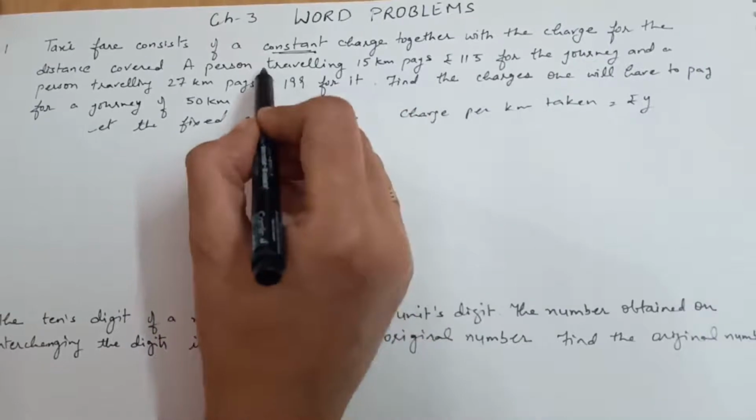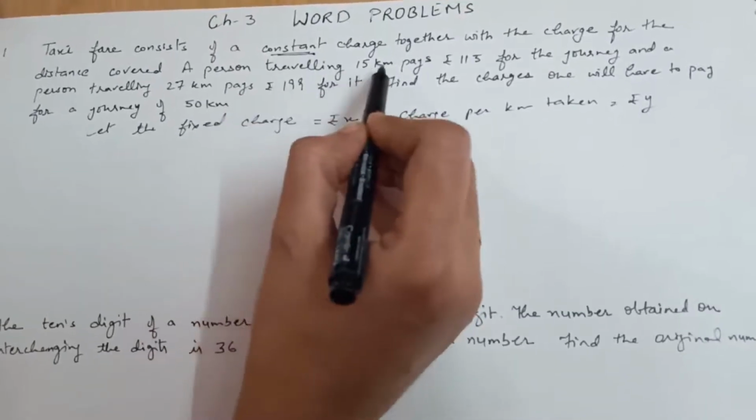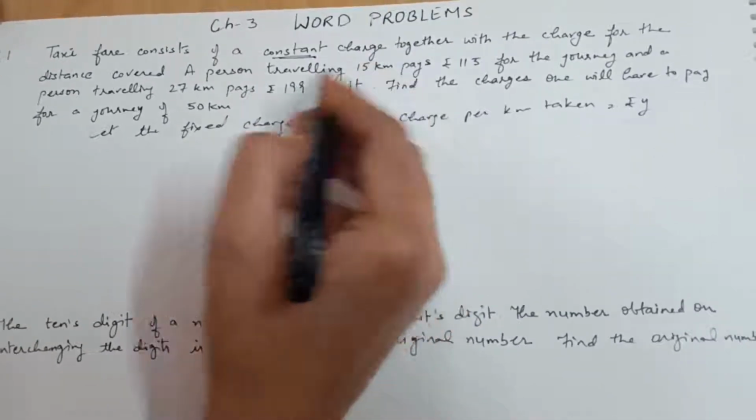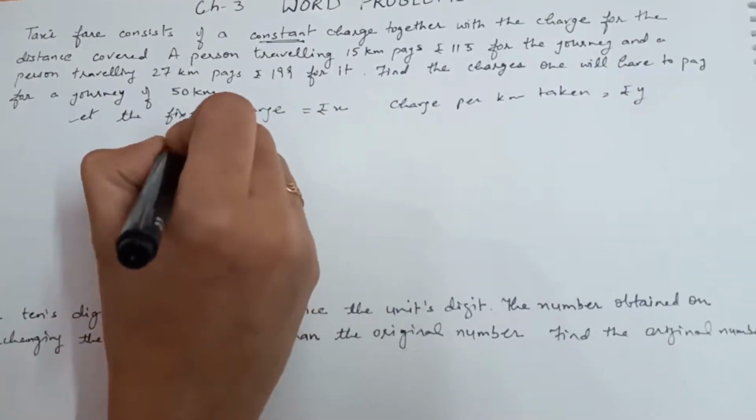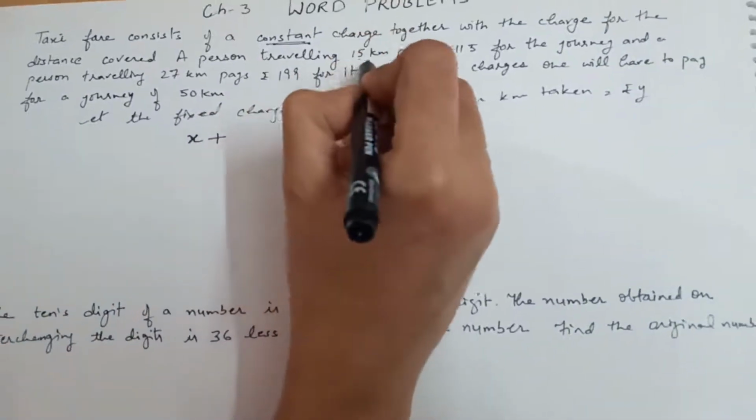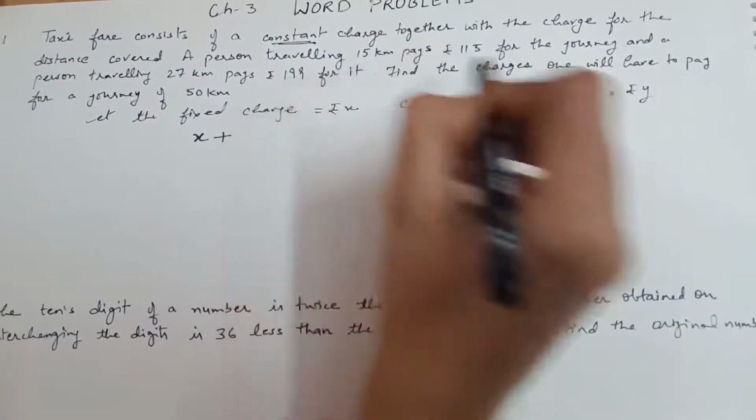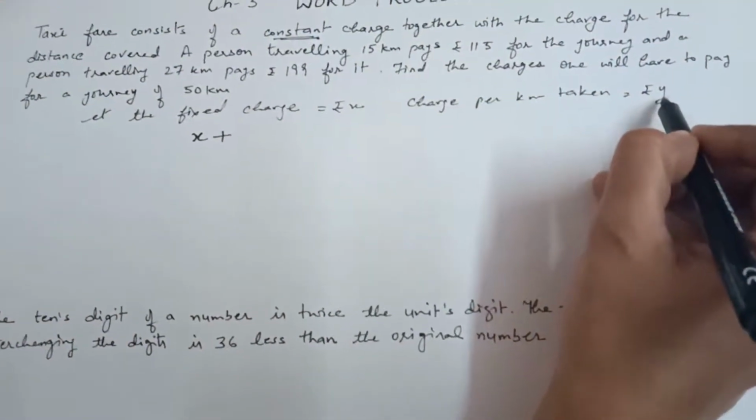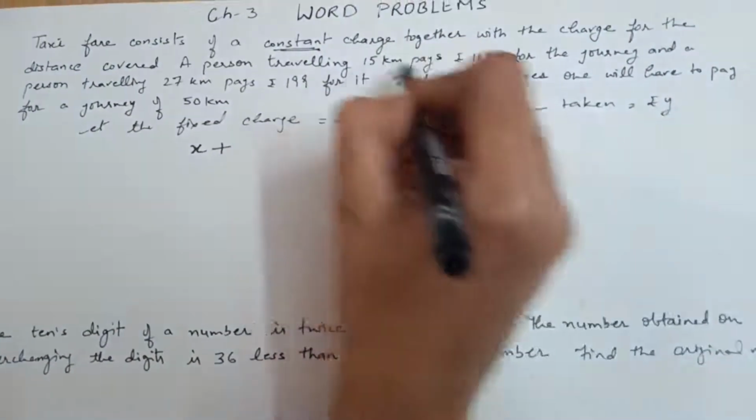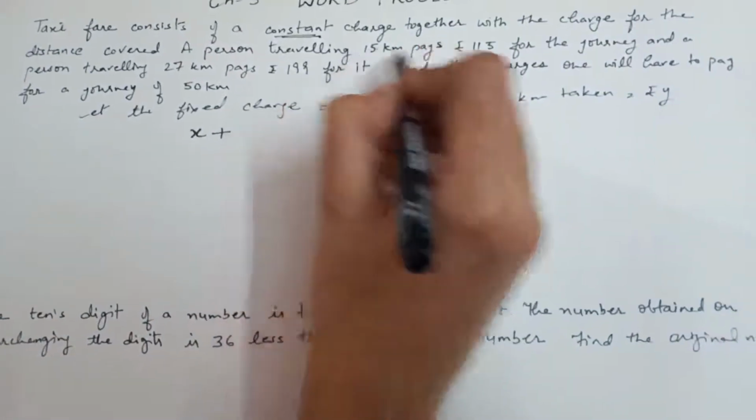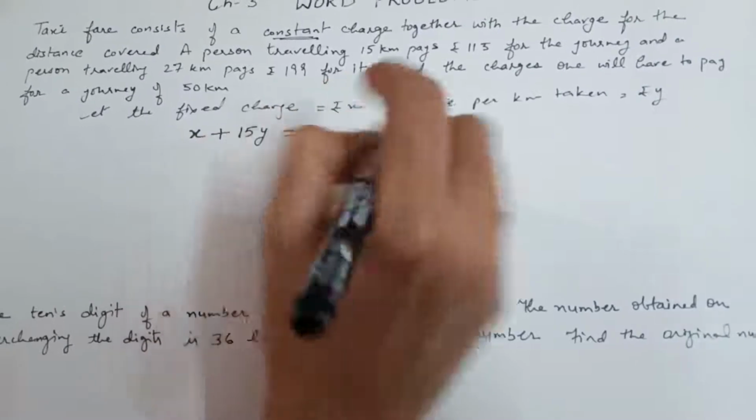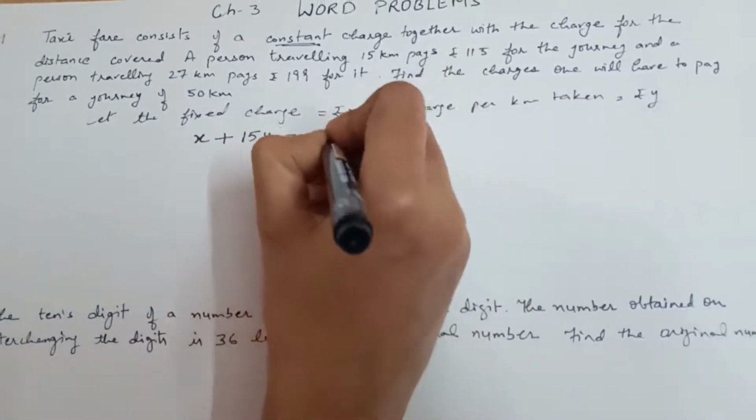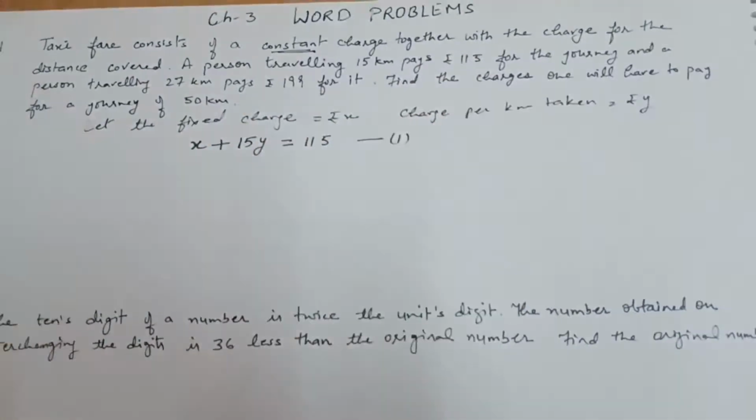If you are going to a point which is 15 km away, you need to give the fixed charge, that is your rupees x, and you are covering a distance of, suppose, 15 km. The per kilometer charge is rupees y. So for 15 km, how much are you going to pay? 15 into y. Total how much are you giving? 115. This is your equation number 1.